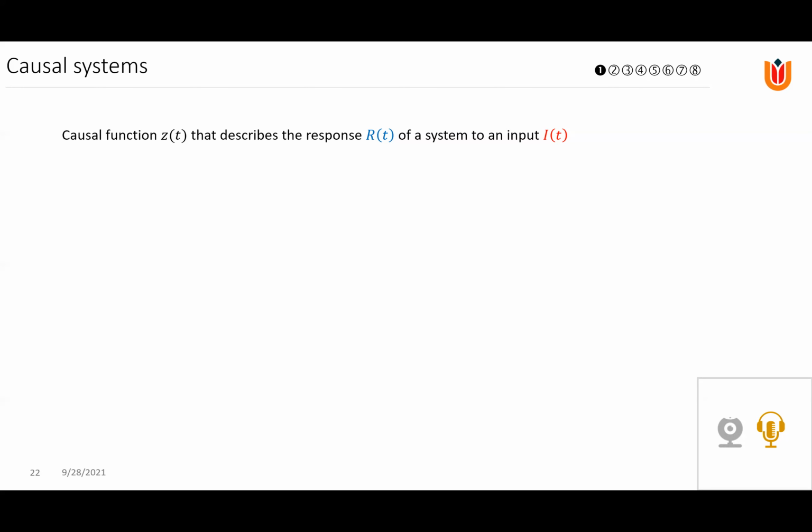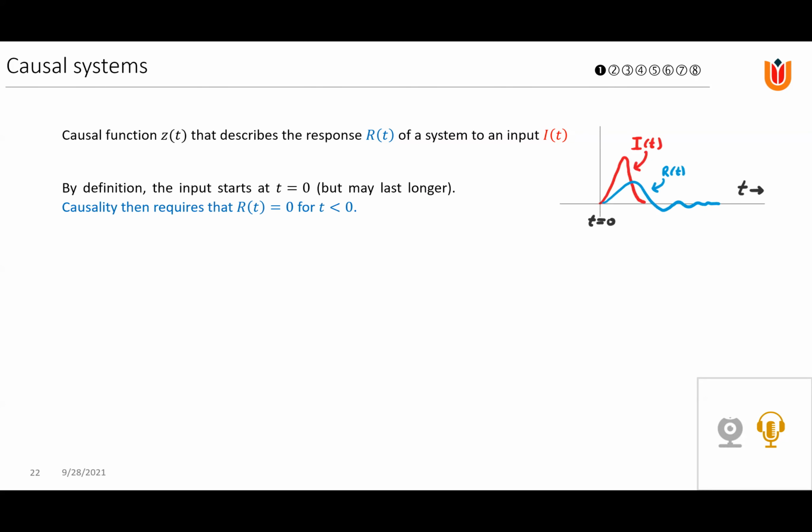So now the graph that you asked for. Let's say we have again this causal function that describes the response of the system. R is the response in terms of the input. So this is the graph that I was trying to reproduce. We have an input that could be a kick or something that is a little bit prolonged, in red. And then the physical system responds to that by some measurable output, and that is given by R.